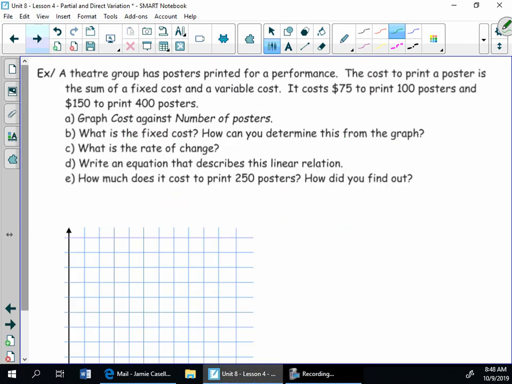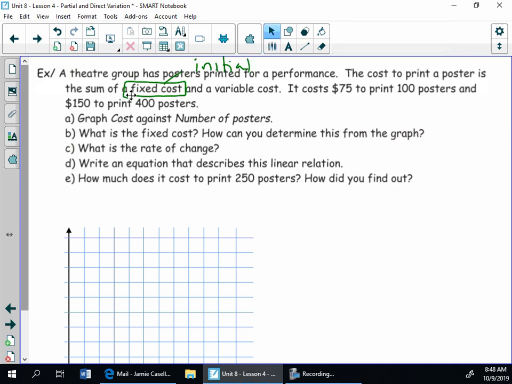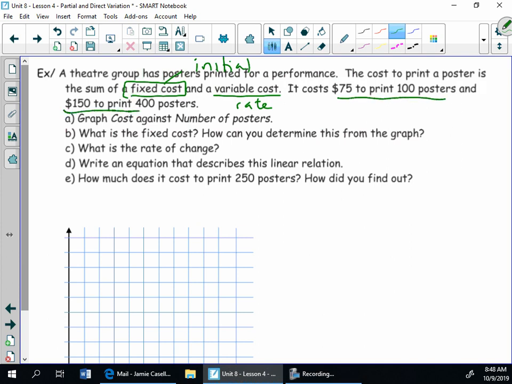Okay, we'll try one more example here. A theater group has posters printed for a performance. The cost to print a poster is the sum of a fixed cost, in other words, it has an initial, and a variable cost. So in other words, there's a rate. So we're talking about partial things right here. We know that right off the bat. It costs $75 to print 100 posters and $150 to do 400 posters. We want to graph this.